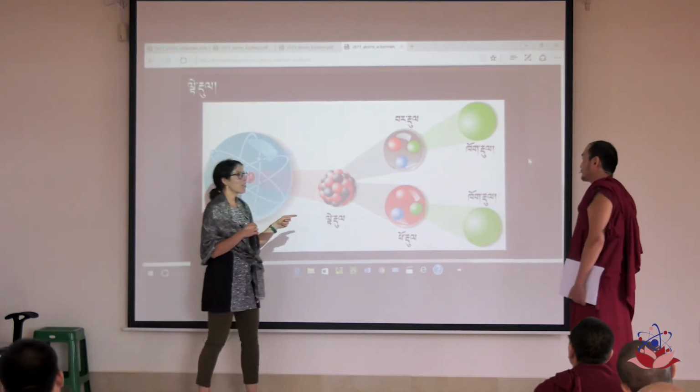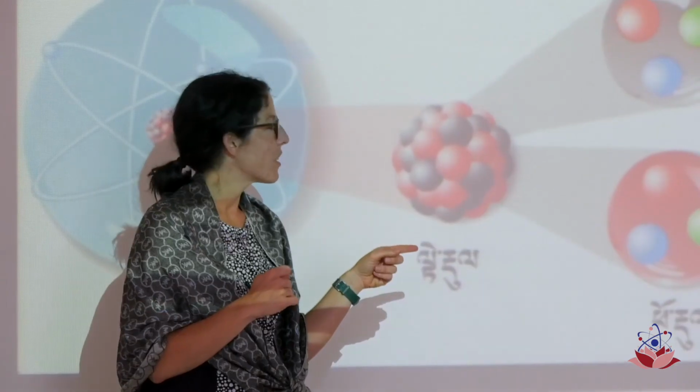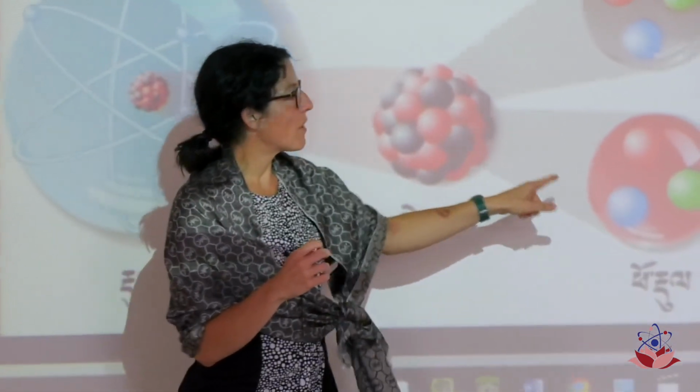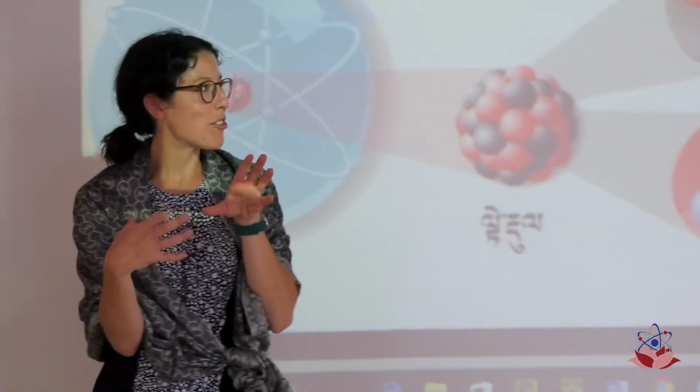So the antimatter version of quarks is what would be inside of the antimatter version of a proton.